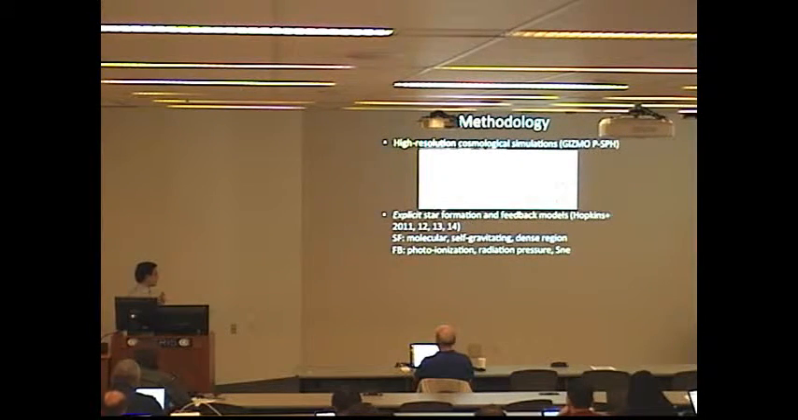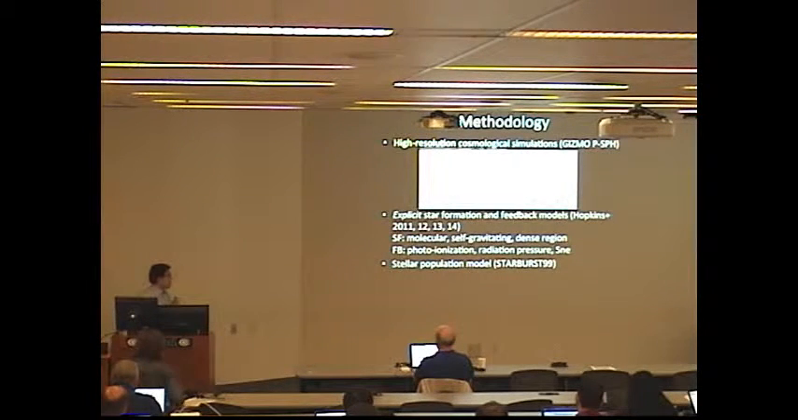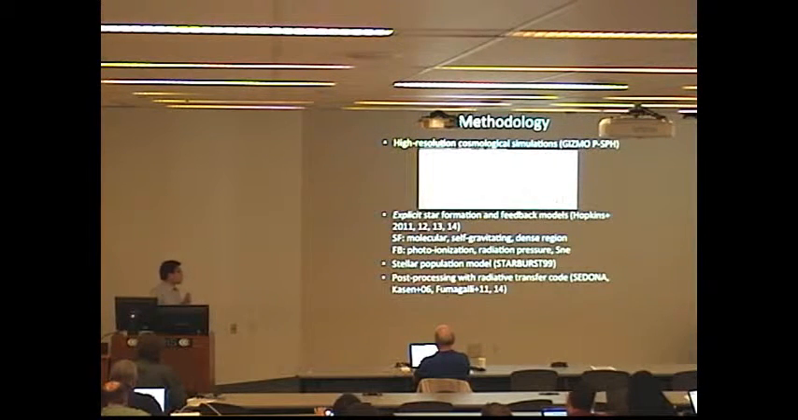This kind of model includes explicit star formation and feedback models. Star formation takes place in molecular, self-gravitating, and dense regions. We include feedback including photoionization, radiation pressure, and supernovae, etc. We use the standard stellar population model from Starburst99 with the lowest metallicity track we can achieve. Then we post-process all the simulations with a radiative transfer code, a modified version of SEDONA, which Dan Kasen works a lot on.